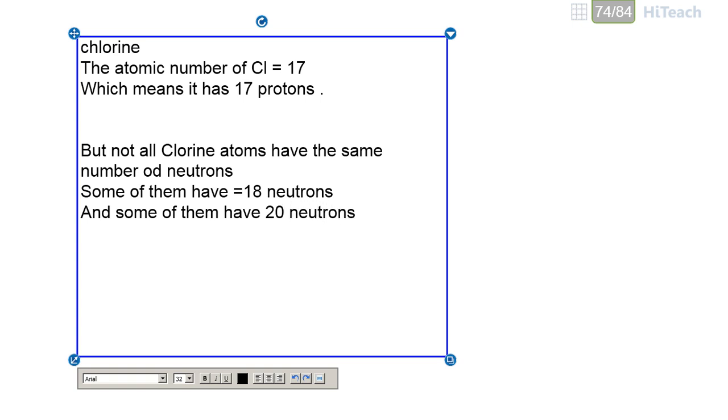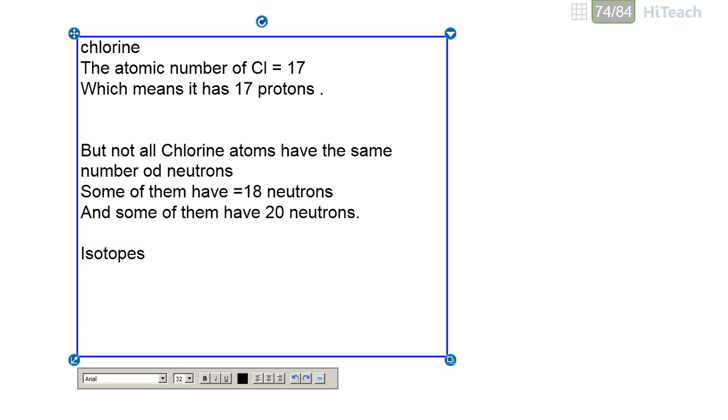Still, as you see here, I'm talking about the same type of atom, which is chlorine. I didn't talk about different types of atom here. I'm talking about chlorine. They have the same number of protons, but the atoms of the same element have different numbers of neutrons. So here I want to define a new thing. We want to learn a new term which is called isotopes.